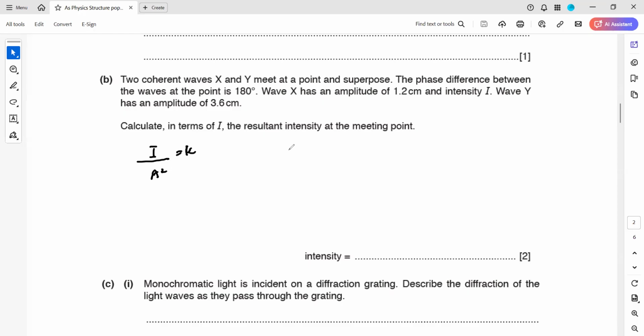So for wave X, for example, intensity of X, we call I, divided by amplitude. What is the amplitude of X? Amplitude of X is 1.2, so we call 1.2 square. That will be equal to K. Same thing, intensity of Y, we don't know, we call IY, and what is the amplitude of Y? The amplitude of Y is 3.6, so 3.6 square. And that will also be equal to K, as for the two waves, intensity is directly proportional to amplitude square.